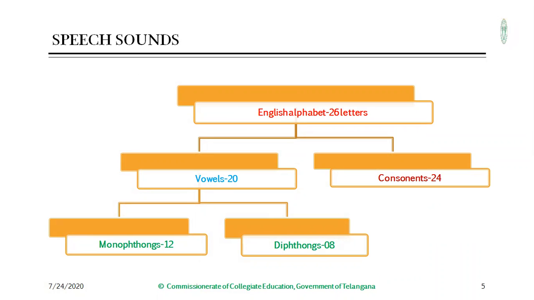Now let's look at the tree diagram here. English alphabet has 26 letters that are represented by 44 sounds. Among the 44 sounds, we have 20 vowels and 24 consonants. Among the 20 vowel sounds, we have 12 monophthongs or pure vowels and 8 diphthongs. Now let's concentrate on consonants. We have 24 consonants in English language.